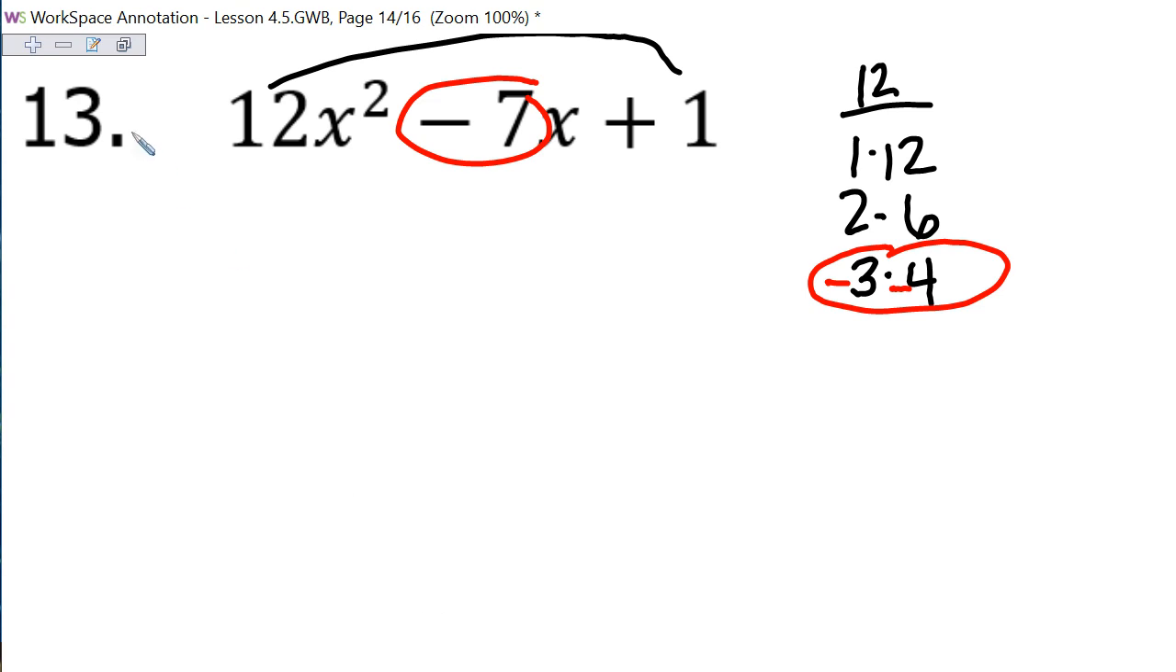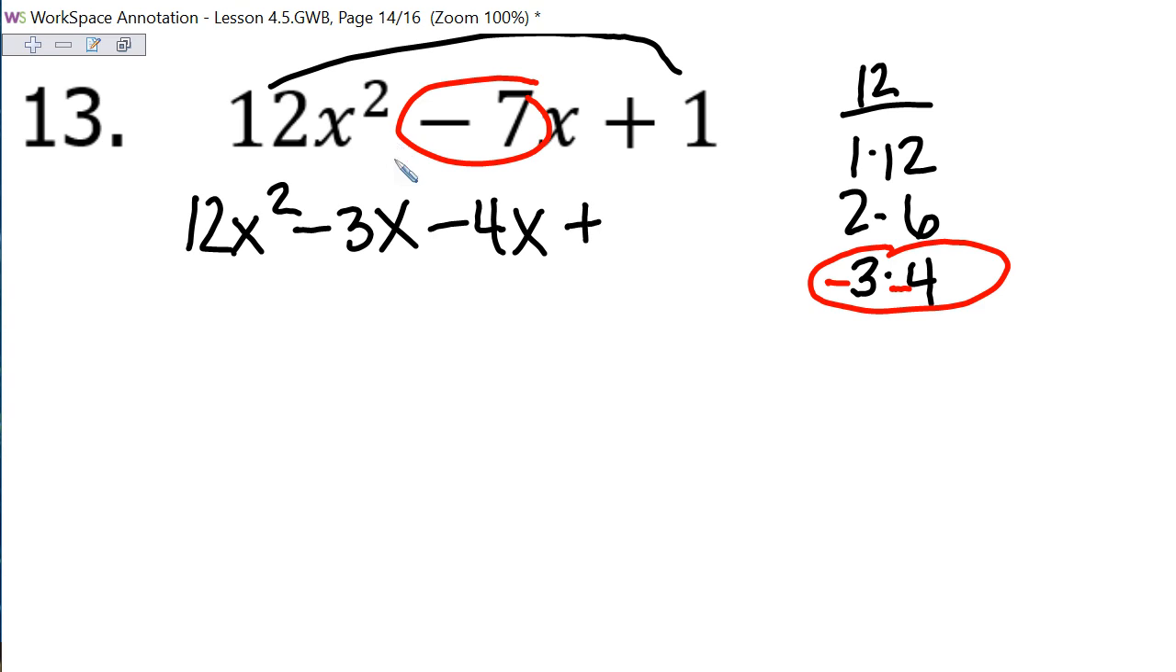So drop down the 12x squared and break up or split up the -7x into -3x and -4x. Bring down your +1. Once you have your 4 terms, group the first two, group the last two. You need to keep a plus sign between the two groups. Once you have them grouped, take the GCF of each group.